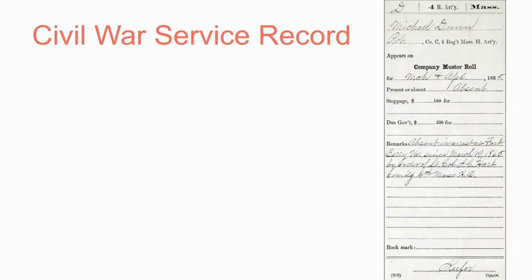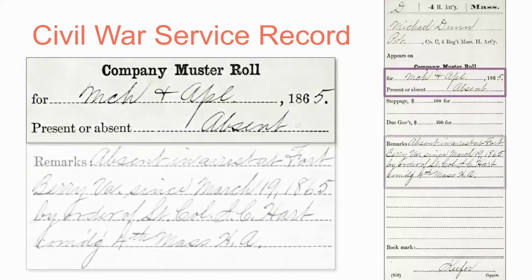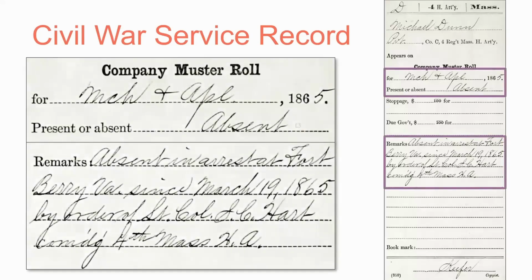The next muster roll we have again is of Michael, and this is pretty similar again to the War of 1812, but this one is interesting because it says that he is absent. And the reason for his absence is because he was arrested at Fort Berry, Virginia since March 19th, 1865. And it also says who was the one who ordered his arrest.